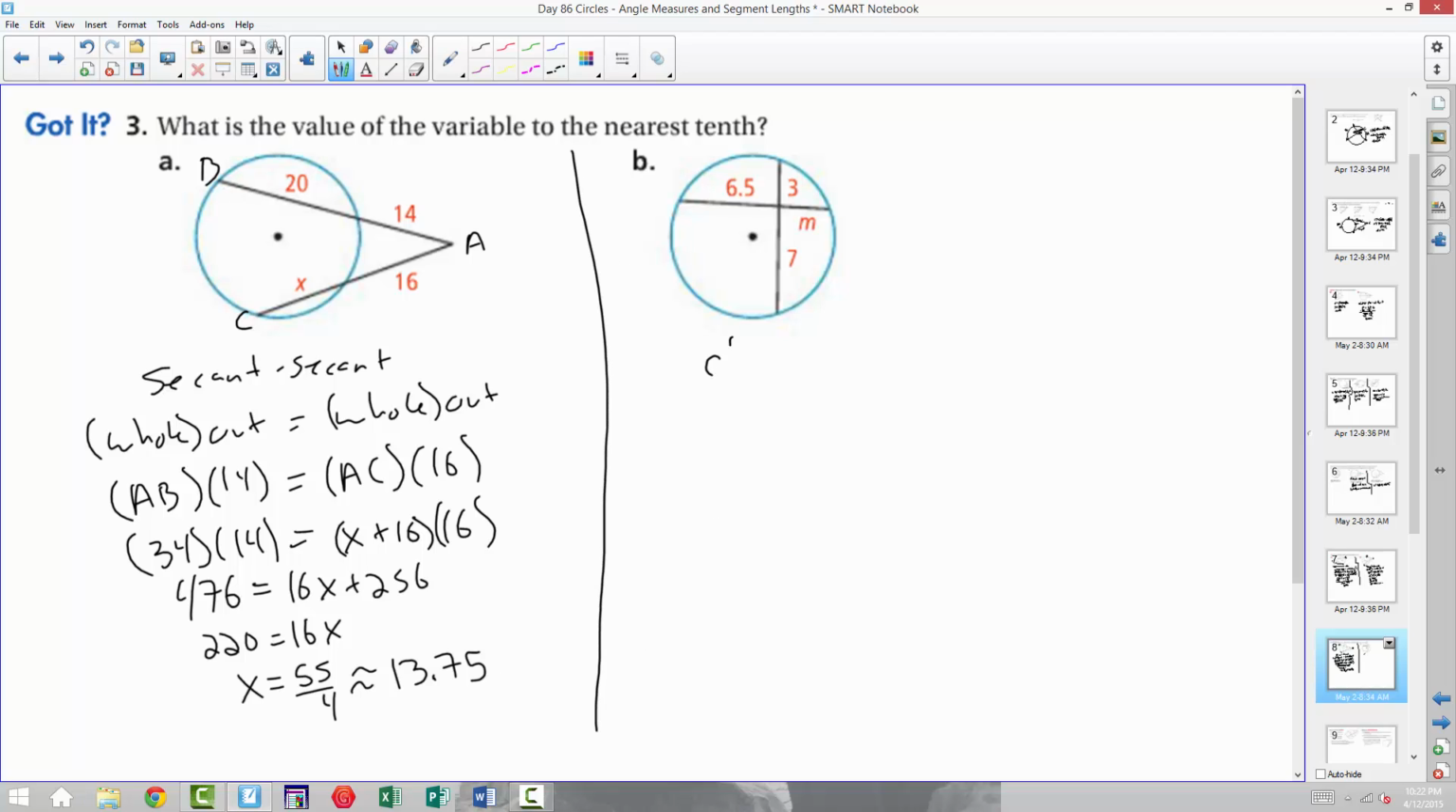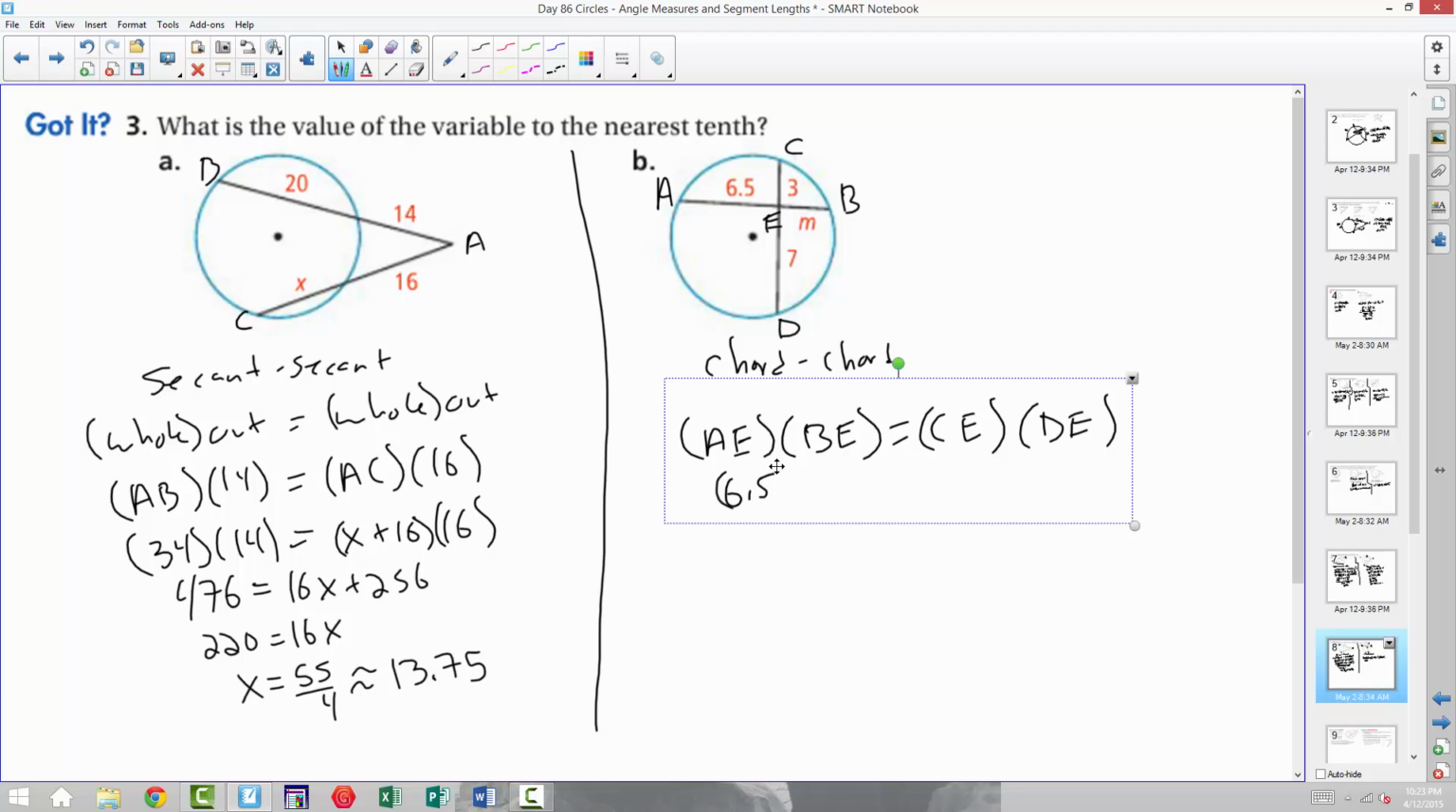Example B, two chords. So this is your chord rule, which states that if I label A, B, C, D, E, then AE times BE is going to equal the product of CE times DE. Well, AE is 6.5. BE is M, not 3. CE is 3. DE is 7.